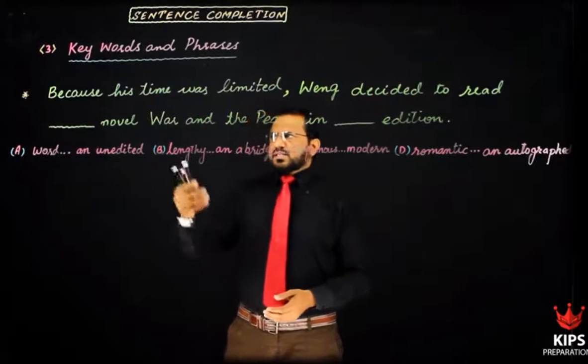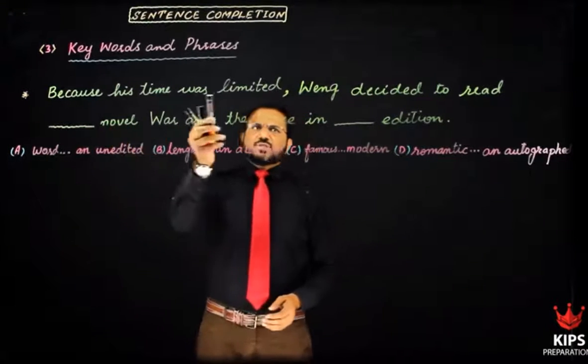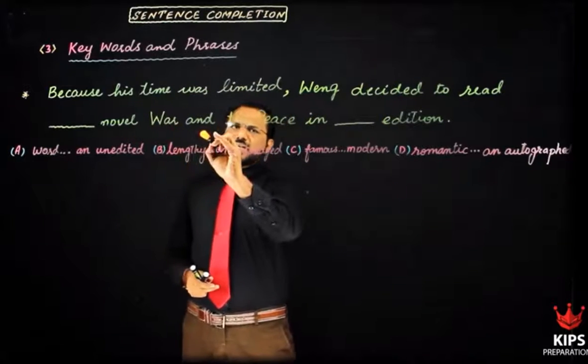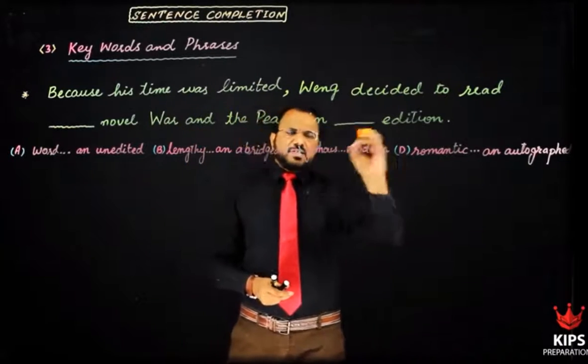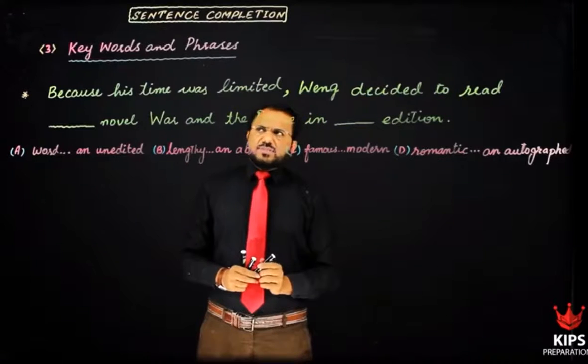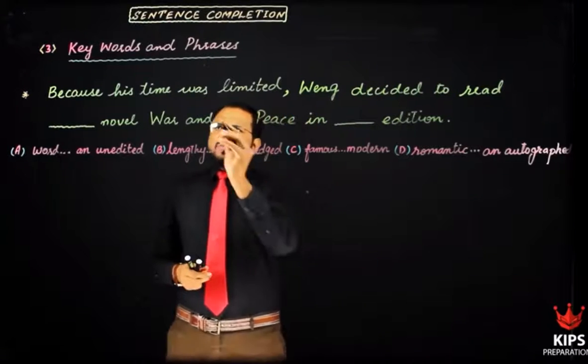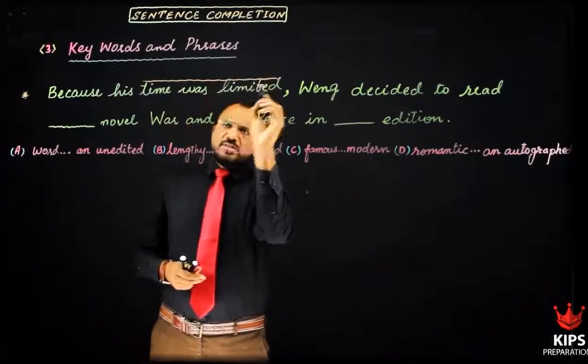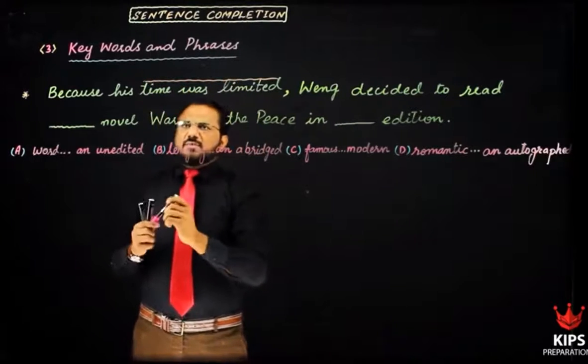Let's have a look at the sentence. Because his time was limited, Wang decided to read the novel War and Peace in blank edition. You see, what is the keyword in this sentence? Well, the time was limited. This is your keyword. Time was limited.